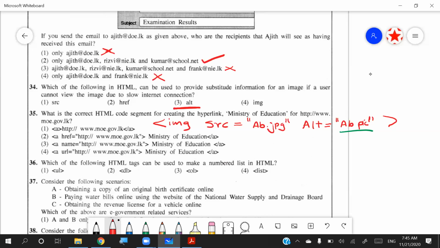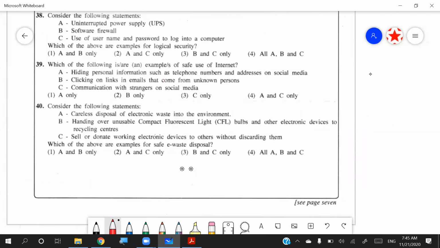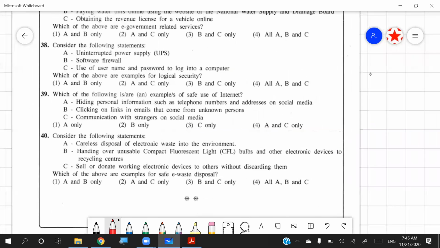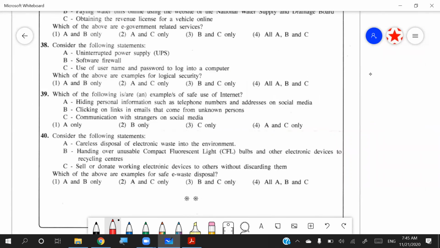Yeah. So moving to the 38th one, consider the following statements. Uninterrupted power supply UPS, software firewall, use of username and password to log into the computer. Which of the above are examples of logical security? Now, logical security is involved with the intangible things. Physical security is the one which is involved with the tangible things. So UPS is a tangible thing. So it is physical security.